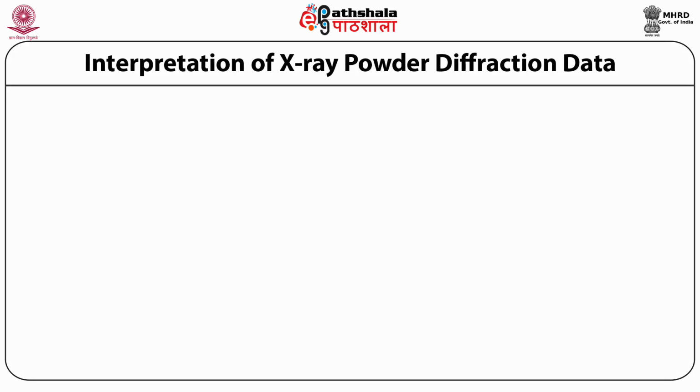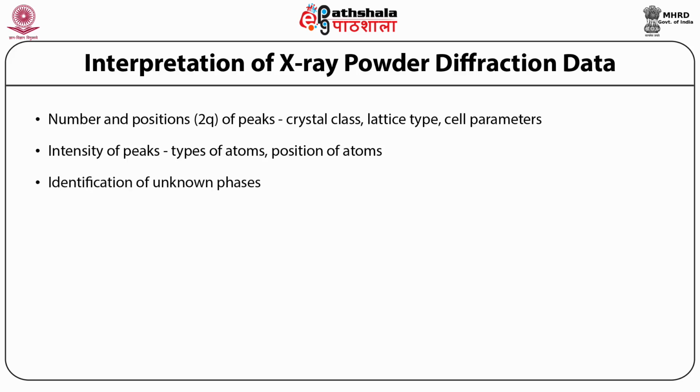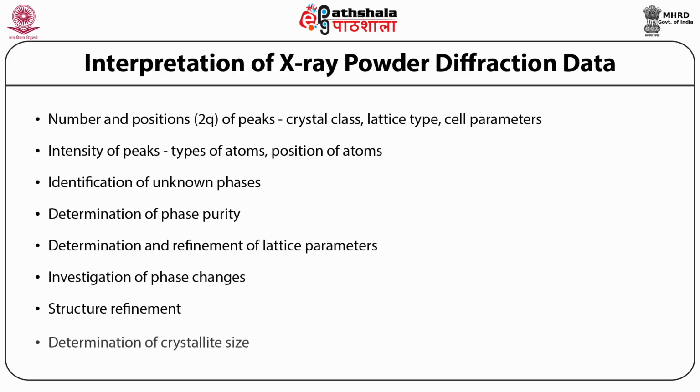Now let us have a look at the interpretation of powder X-ray diffraction data. The crystal lattice type and cell parameter information can be obtained from the number and the position of peaks. The type of atoms and position of atoms can be retrieved from the intensity of peaks. Other information can be obtained from the powder diffraction data: we can identify unknown phases, determine phase purity, determine and refine lattice parameters, investigate phase changes, solve the structure, and determine the crystallite size.